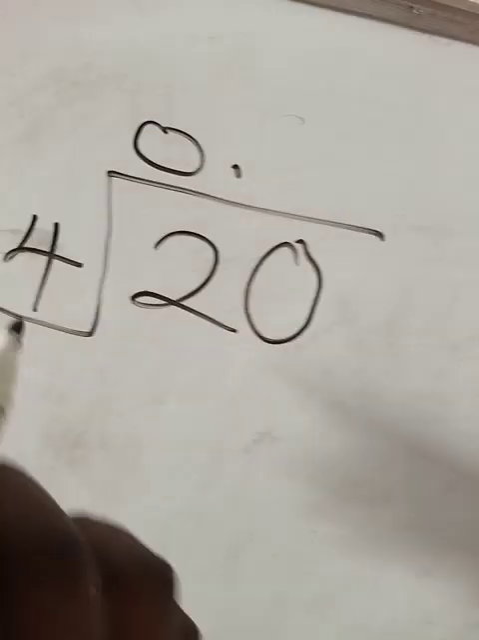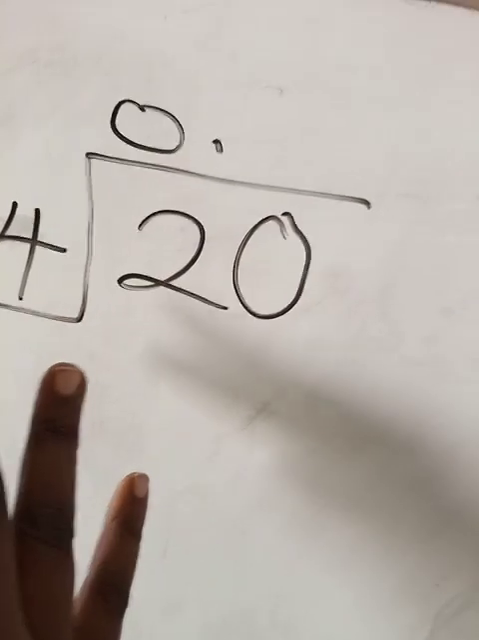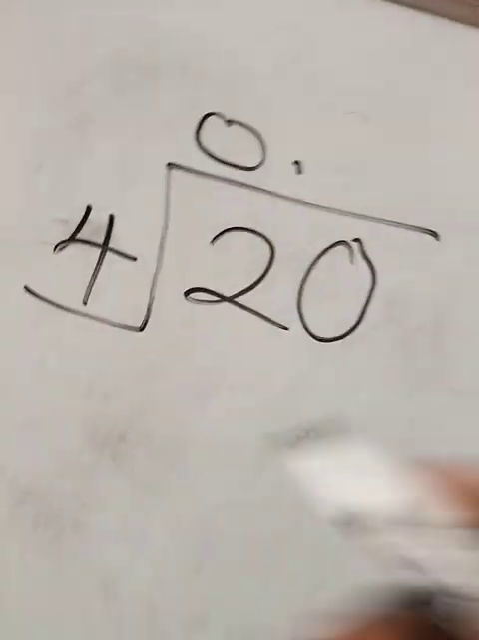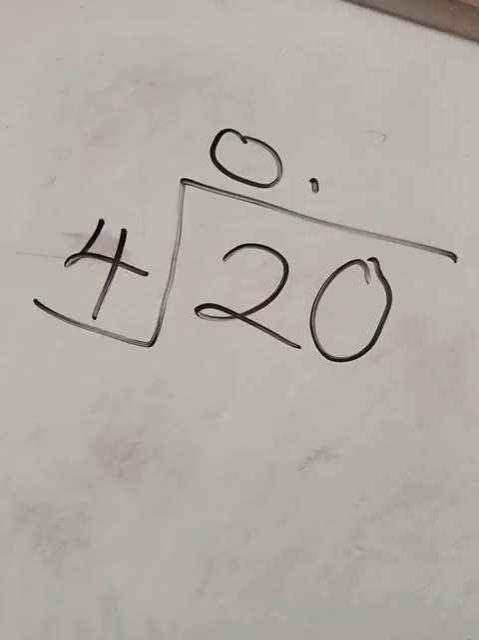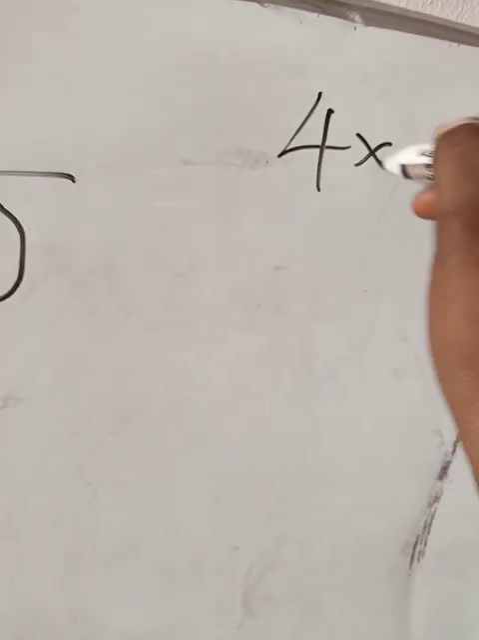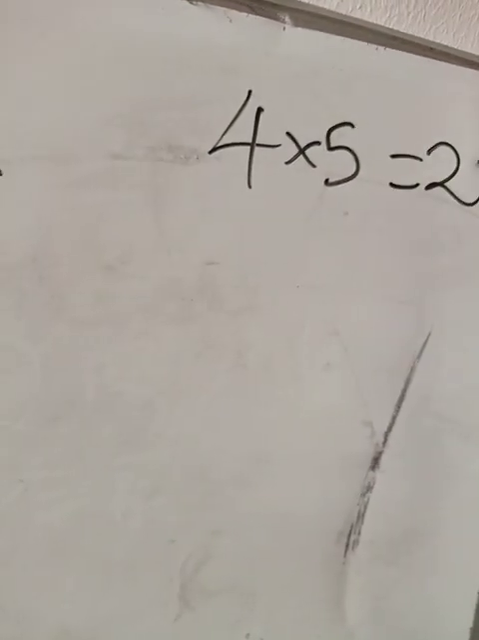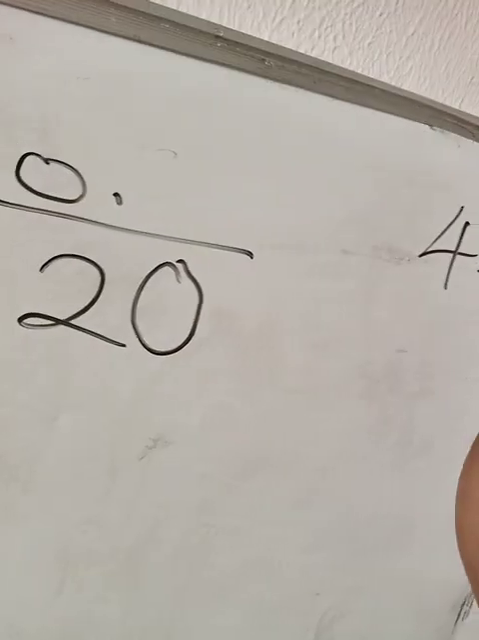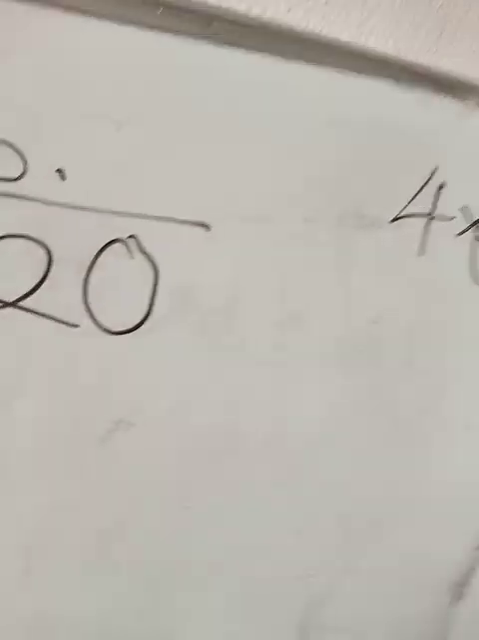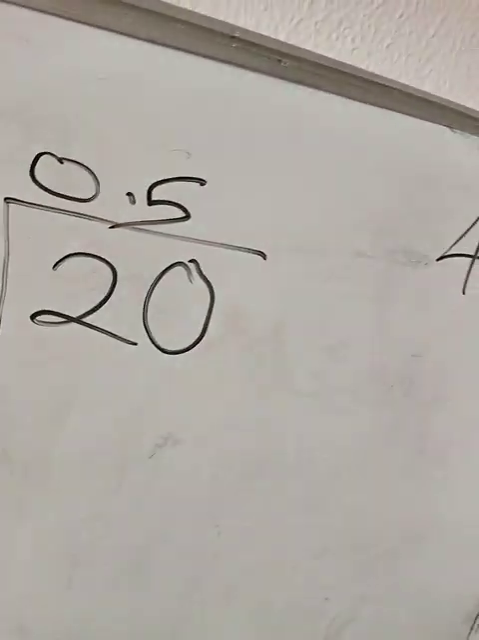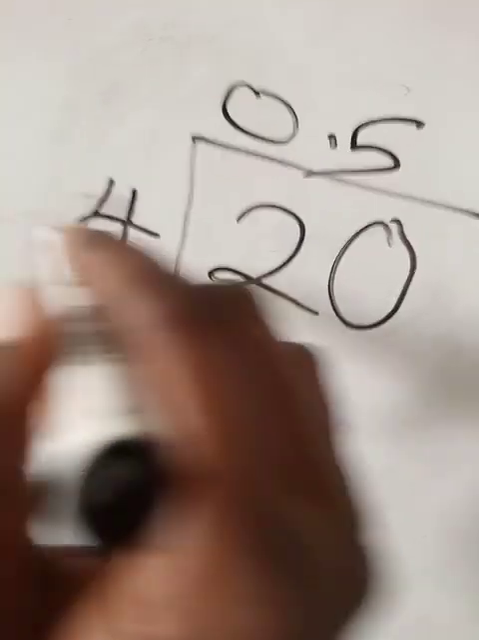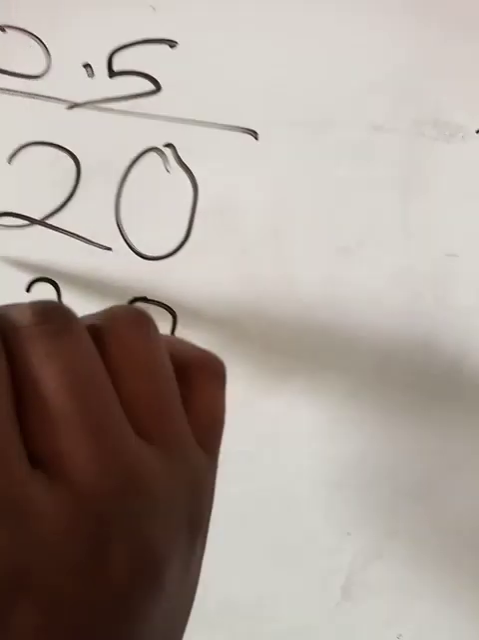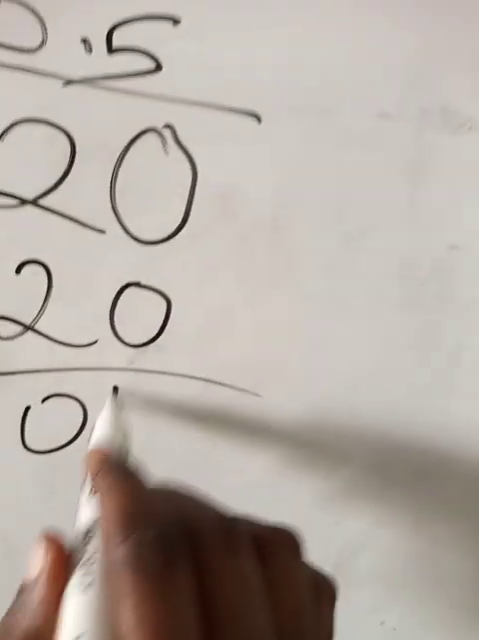And that is to show that now it's 20. 4 divided by 20. What will you times by 4 that will give you 20? And that is 4 times 5 will give you 20. Since 4 times 5 will give you 20, you take the 5, you put it up here. 5 times 4 is what? 20. When you minus it out, you have 0, you're done. That is why we have 0.5.